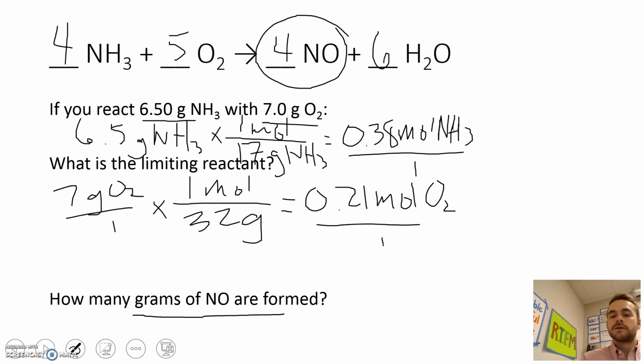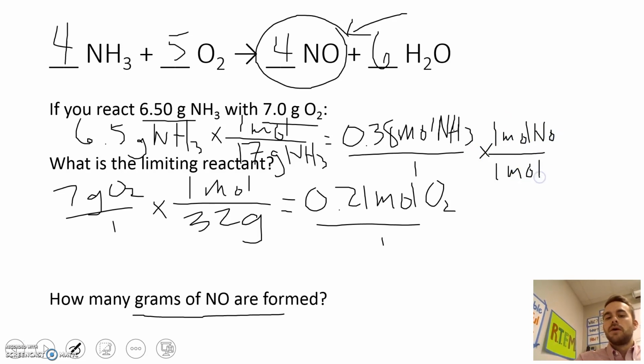I'm going to convert both of those now into moles of my product. So I'm going to have to multiply by the ratio. Fortunately for us, if you look here, let me get the pointer. Okay, the ratio of NH3 to NO is 4:4, so we can reduce that to 1:1. So I'm going to go ahead and use that right now. If I multiply by 1 mole of NO for every 1 mole of NH3, it's going to give me the same number. I'm going to go ahead and write that number up here because I ran out of space.